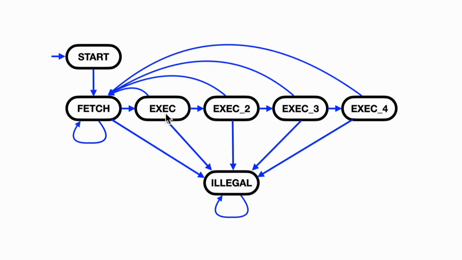Here's our finite state machine. Every instruction begins in the fetch state, and many instructions just take a single state, so we remain in the fetch state. But some instructions take more than one state, or more than one cycle, and they proceed through the exec2, exec3, and so on.